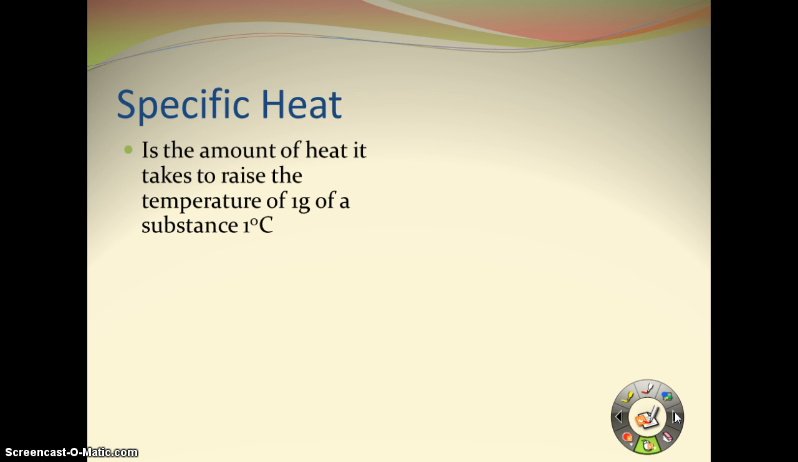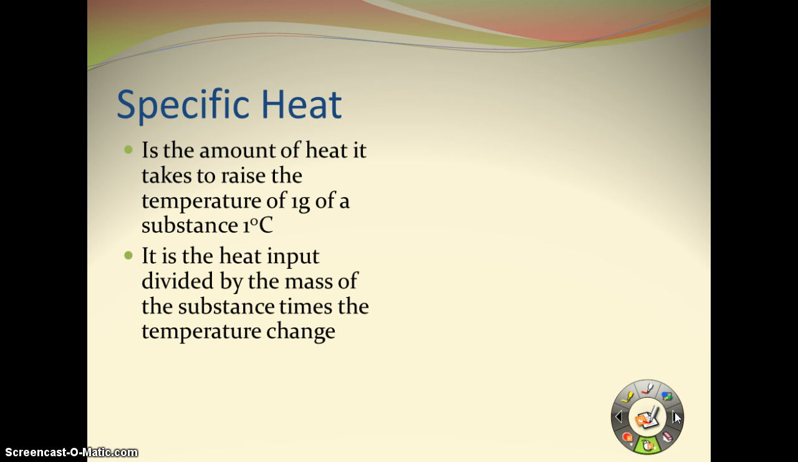So specific heat is the amount of heat it takes to raise the temperature of 1 gram of a substance 1 degree Celsius. This is similar to a calorie, but we're going to focus on specific heat here. And it's going to be the heat input divided by the mass of the substance times the temperature change. So we're going to get this equation, C, which is specific heat, is equal to Q, which is your heat input, divided by the mass, M, times the change in temperature, delta T.